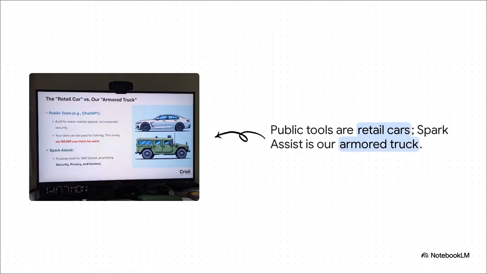And this fundamental difference really explains why the specific tool you use matters just as much as how you use it. Public tools, like ChatGPT, are essentially retail cars. They're built for the mass market, and your data is often used to train future public models. Spark Assist, however, that is our armored truck. It's an enterprise-grade engine purpose-built for total privacy, security, and control. Inside that truck, your data stays completely secure.